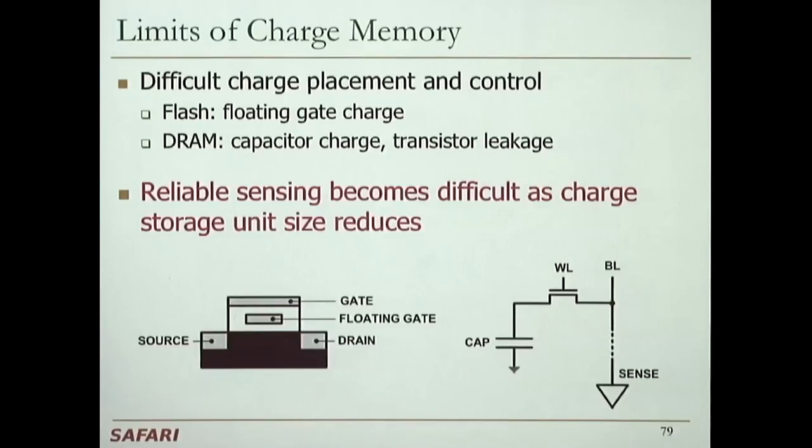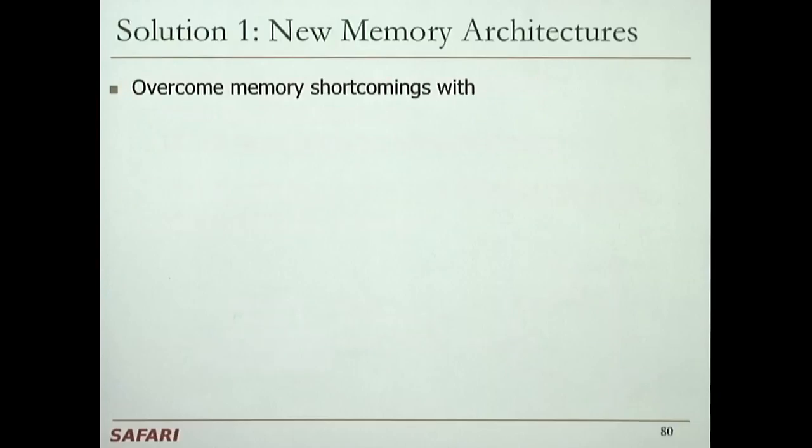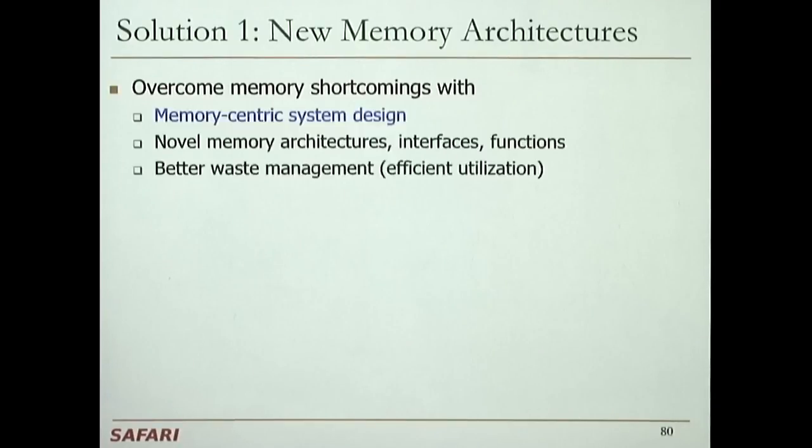This I've already shown you, right? One of the limits of charge memory is basically it's difficult to place and control charge, and we've seen the row hammer problem. We've seen the retention problems in DRAM. We didn't talk much about it, but flash memory is also based on charge, and it has similar problems. Unless the technology provides some solution at the device level, it's going to be very difficult to scale these technologies. And it turns out DRAM scaling is already getting very difficult, as we've discussed. So how do we solve the problem?